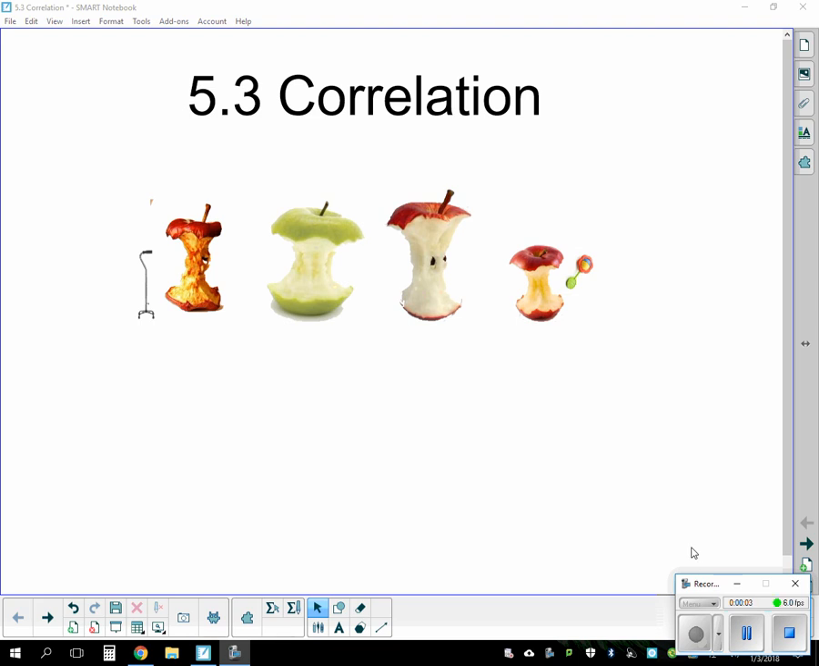Okay, this is the last section of Unit 5, and it is about correlation, which we mentioned in the last section, 5.2, and we're going to get into it more today.